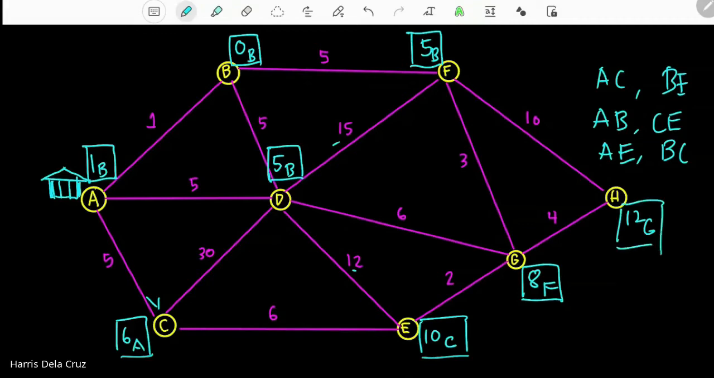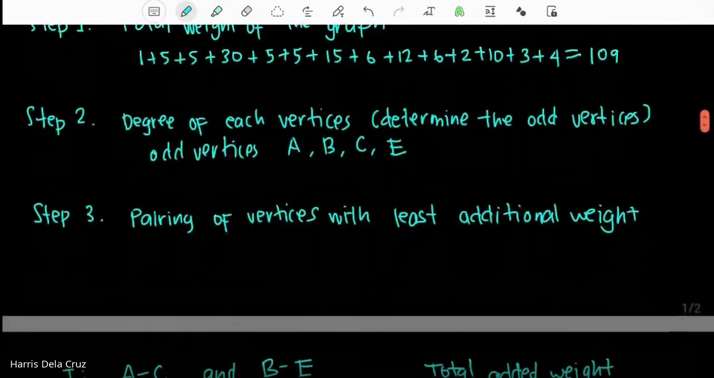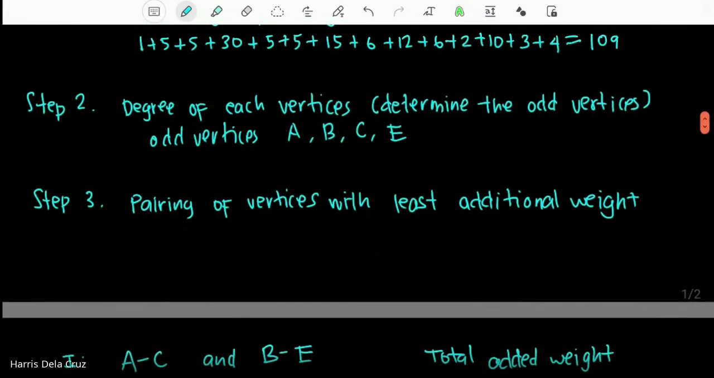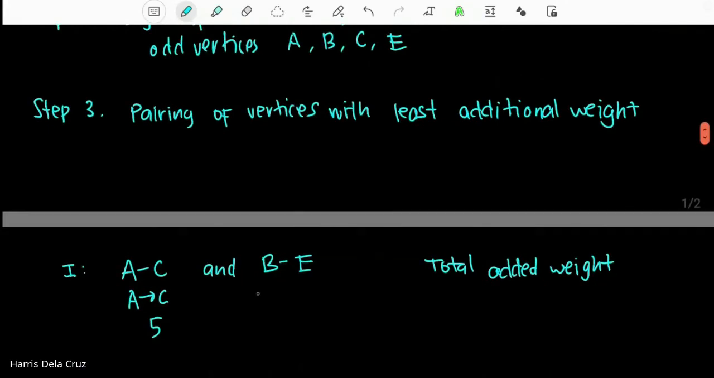As you can see, the shortest path from B to E is the path B to F, and then F to G, and then G to E, with a total path length of 10. So again, we perform Dijkstra's algorithm just to be sure that that's the shortest possible length. So that's B to F, and then F to E, a path length of 12. So the total additional weight will be 5 plus 12, 17 if we use this pairing.